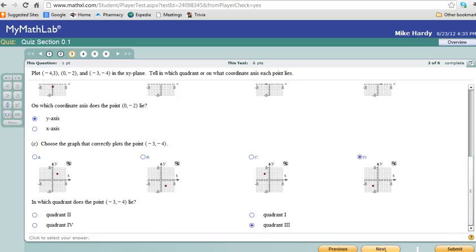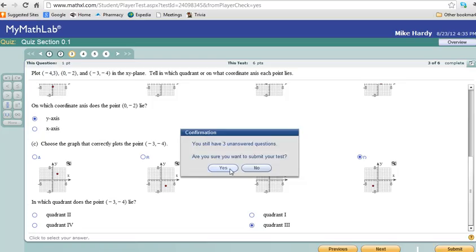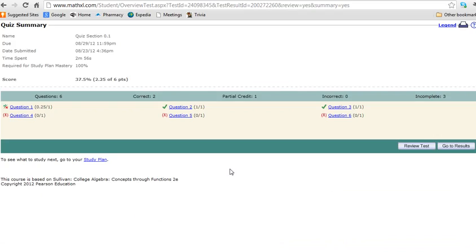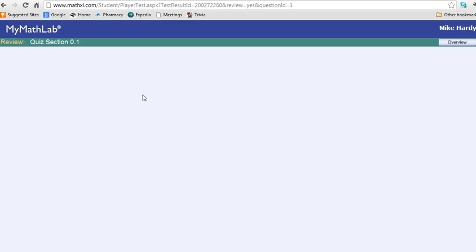And so we're going to submit at this point. So we have some mixture of correct answers and incorrect answers, and we're ready to look over our quiz. So we see that question 3 was correct, question 2 was correct, 4, 5, and 6 I didn't attempt. Question 1 has part right and part incorrect. So let's go over and see what happened on question 1.